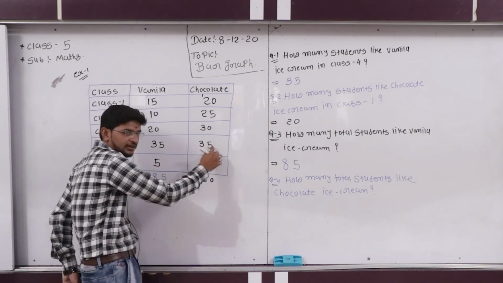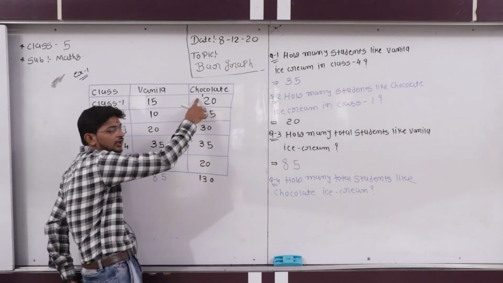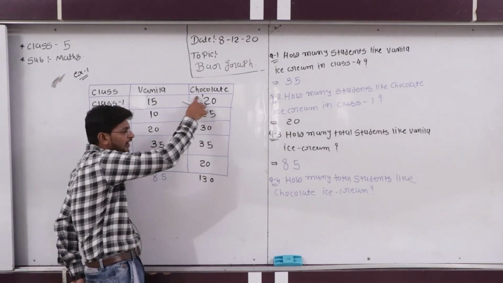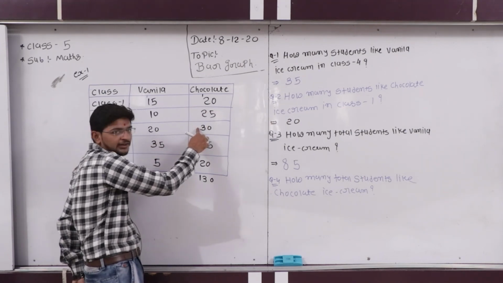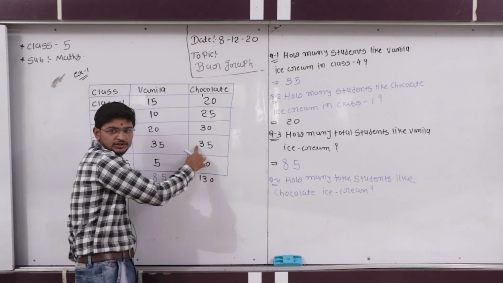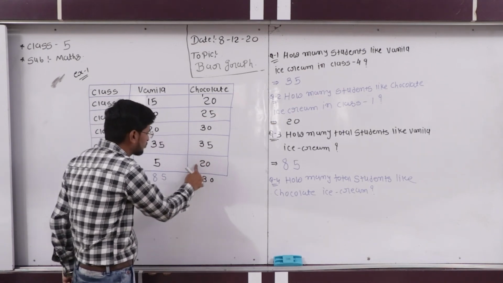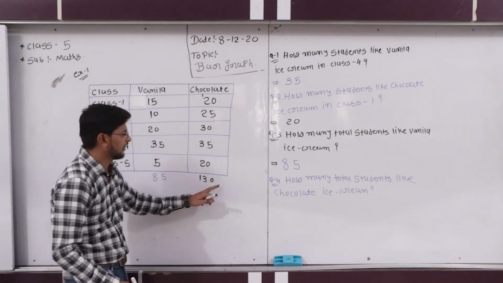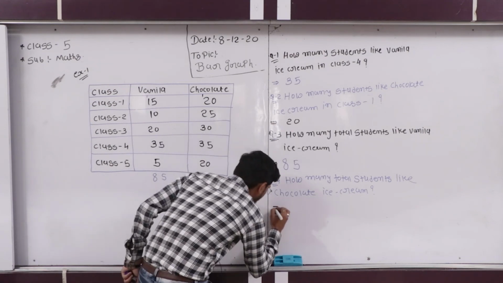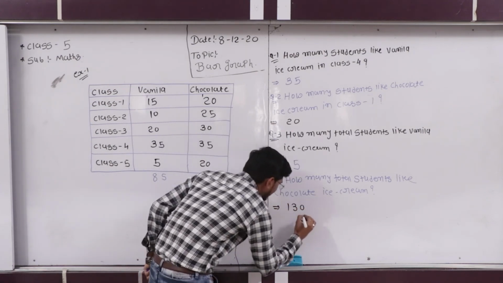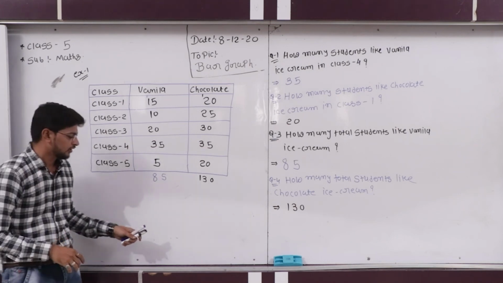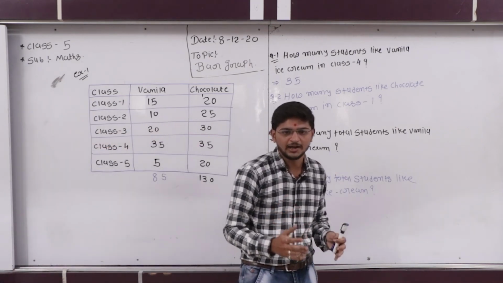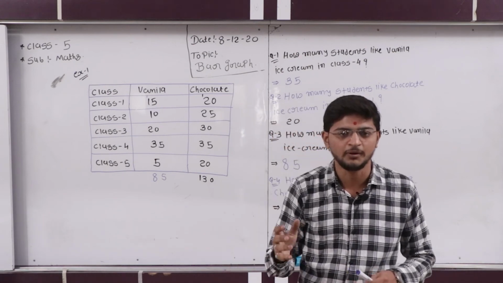5 plus 5, 10. So 0 is here and 1 is carried on the 2. 2 plus 1, 3. 3 plus 2, 5. 5 plus 3 is equal to 8. 8 plus 3 is equal to 11. 11 plus 2 is equal to 13. So total is 130. So our answer is 130 students like chocolate ice cream in class 1 to 5. So this is how to draw a bar graph and how to give an answer from a bar graph.